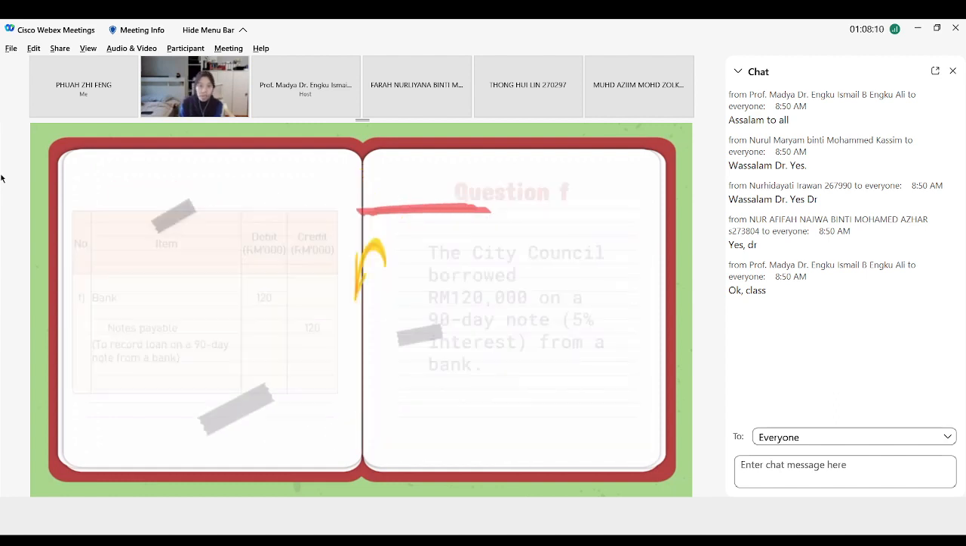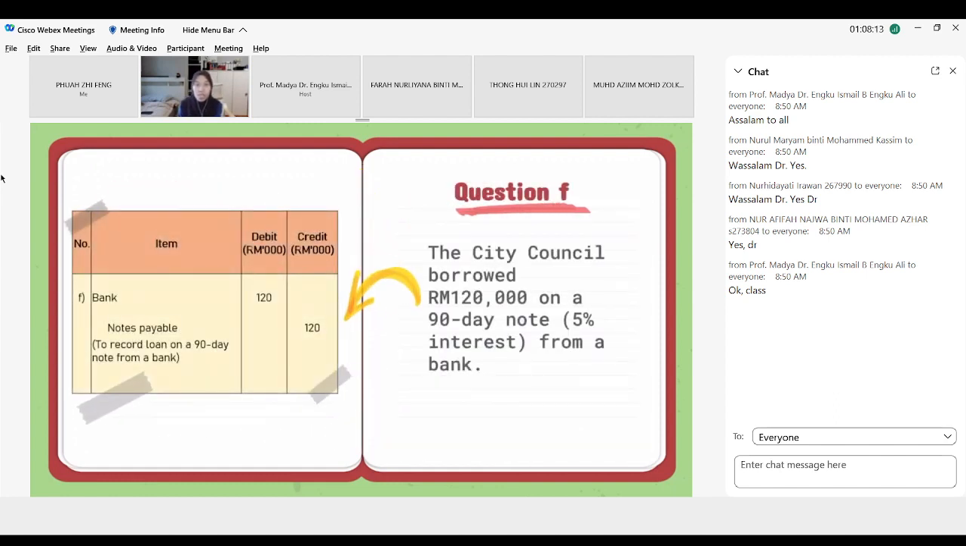So for transaction F, it is related to borrowing. So the journal entry will be debit bank account with the amount of 120,000 ringgit and credit notes payable with the same amount, 120,000 ringgit, for the loan on the 90 days note that has been made in the transaction.